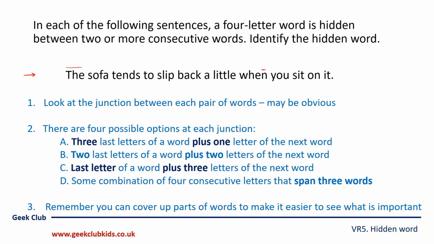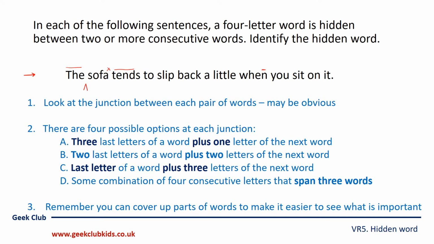Similarly, if you see a four-letter word that is within another word, let's take tend, for example. Tend is a four-letter word, but it is within tends. It's not crossing any gaps between words. So that also could not be a correct answer in principle. There are four possible options for how these four-letter words can be made up, and the trick is to start looking at the junctions between words.